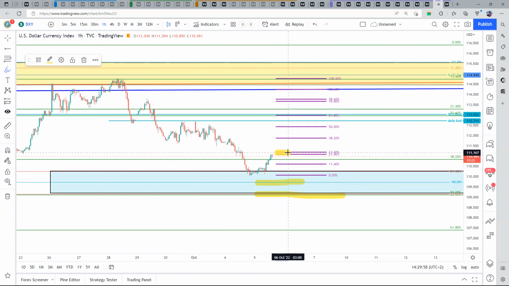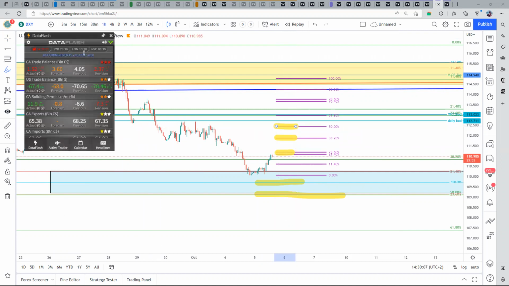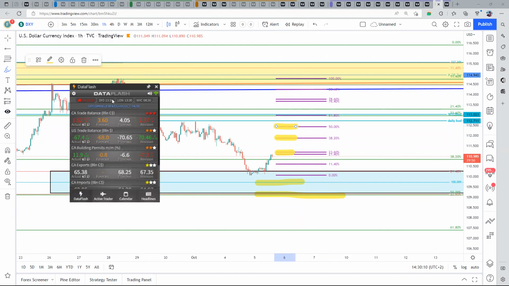Today, of course, this fib, and of course the 38.2 and the 50% is coming too soon. So we just have the data from Canada with the trade balance, which is worse than expected, and the US trade balance is more or less in line, 67.468. So nothing really big. When CAD usually gets some negative data, we can see a little bit of buy on the USD, but at the level we are now, that won't change anything.